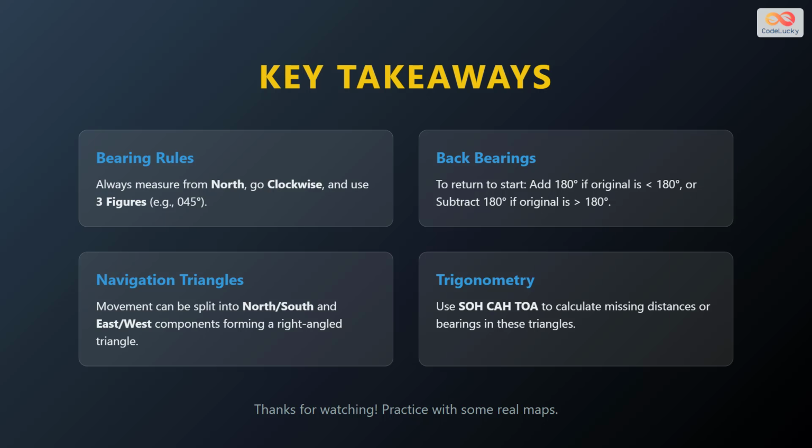To recap, always measure bearings clockwise from north using 3 digits. Use right-angled triangles to split journeys into components and apply trigonometry to solve for distance and direction.